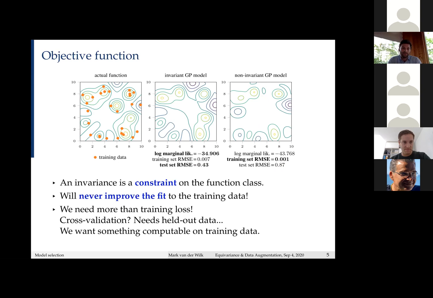This is very well known, and the usual solution to this is to use cross-validation. But like I said at the start, we want to use an objective function which only looks at the training data, and cross-validation requires some held-out data. So what do we use instead?